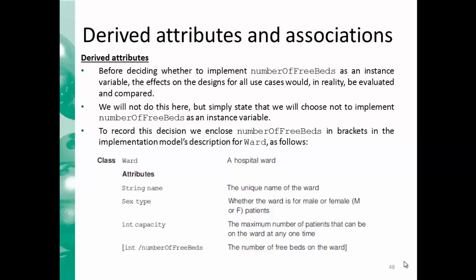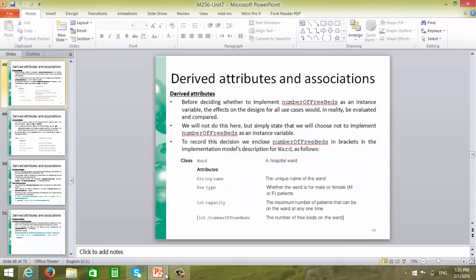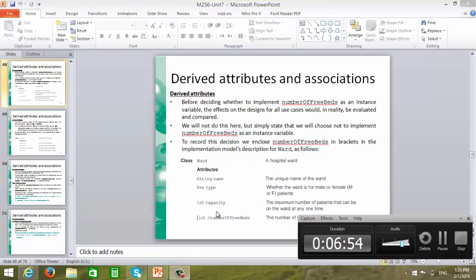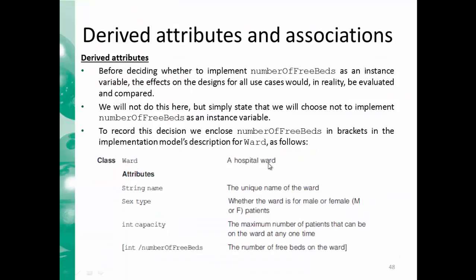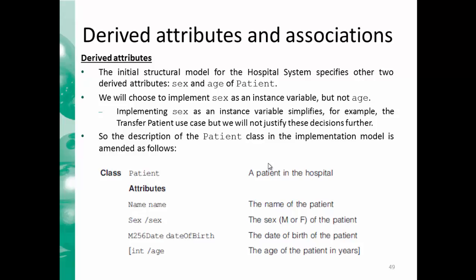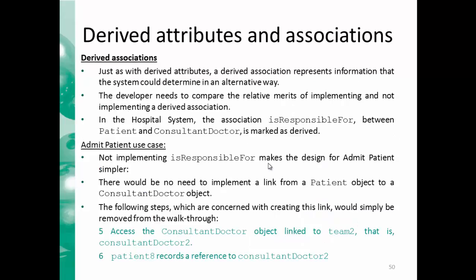Here you find the full description of the class Ward, where number of free beds is defined as an integer, and the backslash tells us that it is a derived attribute. The same goes for age for patient and student. You find that age is also defined as an instance variable, and it is a derived attribute.